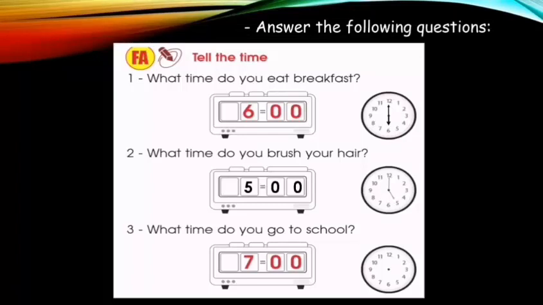What time do you go to school? So I go to school at 7 o'clock. You are going to draw the needle in the clock. Yes, here. Yes, that's right.